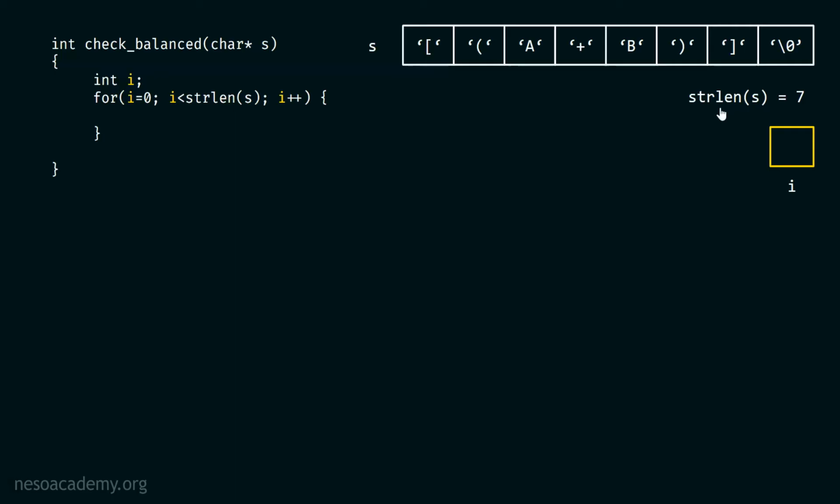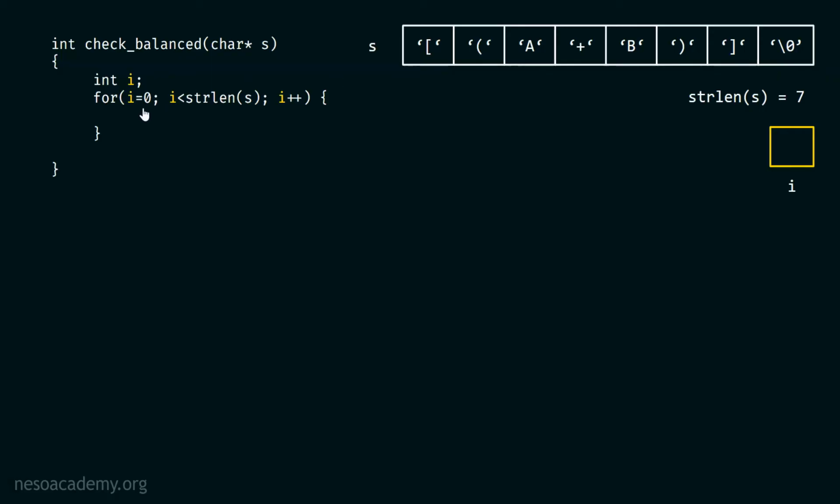You can see this over here, that strlen s is actually 7. And of course the variable I is declared over here. This is the pictorial representation of variable I. We'll actually run this for loop from 0 to 6, which means we will run this for loop till the string is finished. Okay? We have to scan all the symbols of this expression. Isn't that so? For this purpose, this for loop is required.